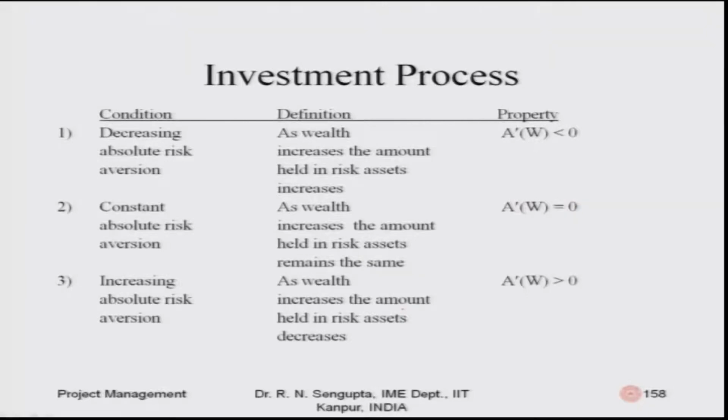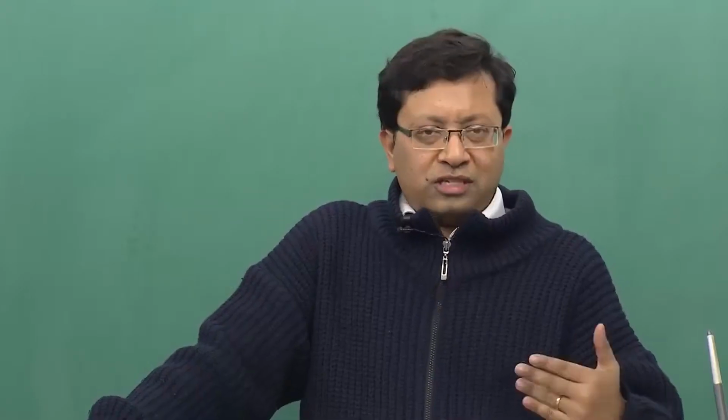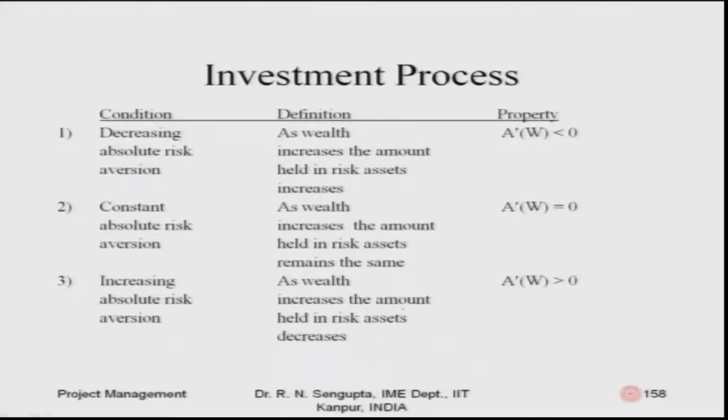Now, if you want to understand on a qualitative notion, so these are all mathematics, very simple mathematics. If I want to understand the concept on a qualitative notion, this is how it can be stated. So, again, the conditions are given on the first column, that is decreasing absolute risk, constant absolute risk, and increasing absolute risk aversion. The third column is exactly what I discussed in the last slide, which was 157.